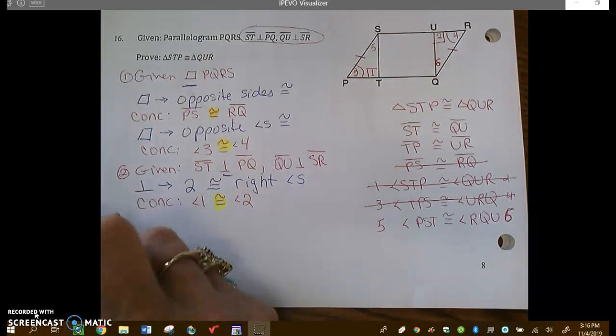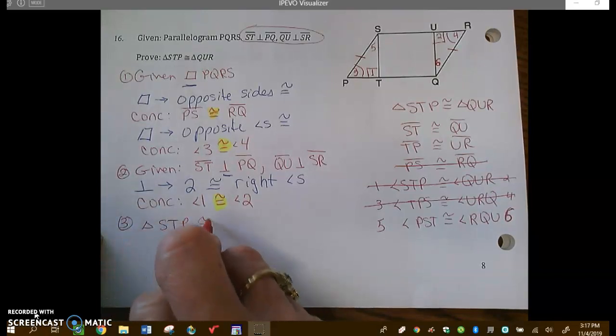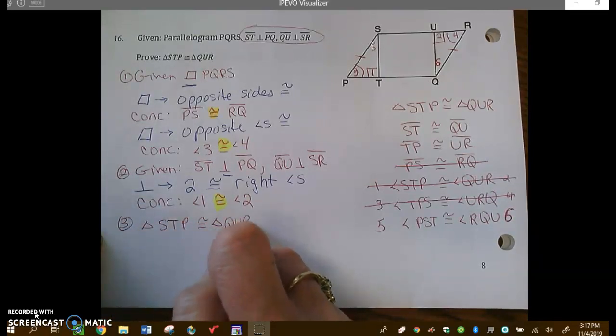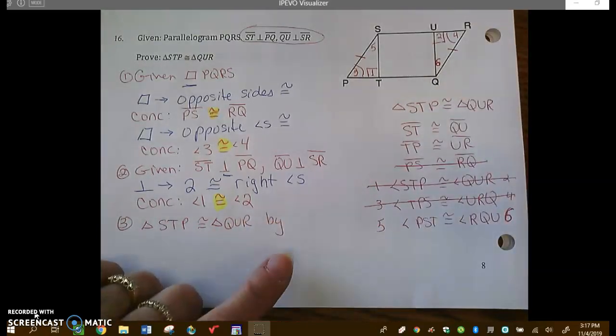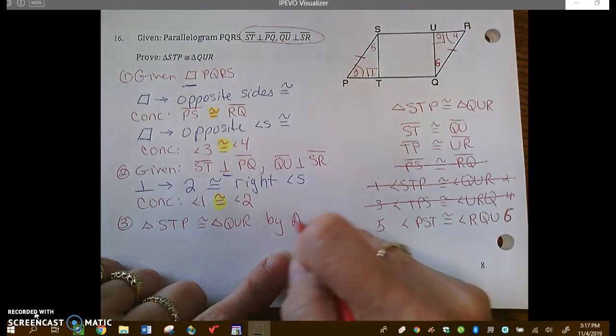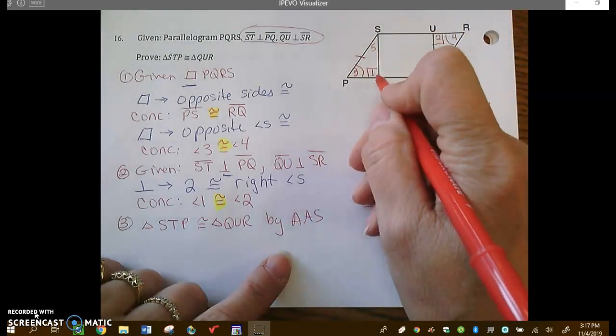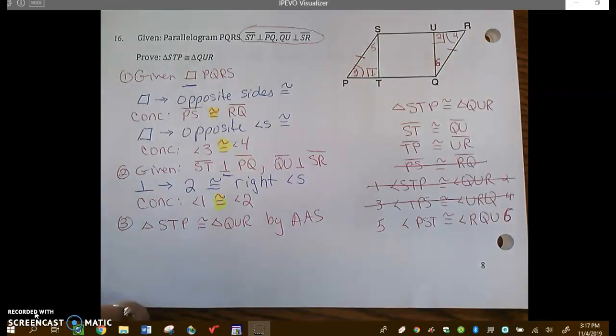So now I am ready to say, yes, these two triangles are congruent by angle, angle, side. The side is not between the two angles, so this is angle, angle, side.